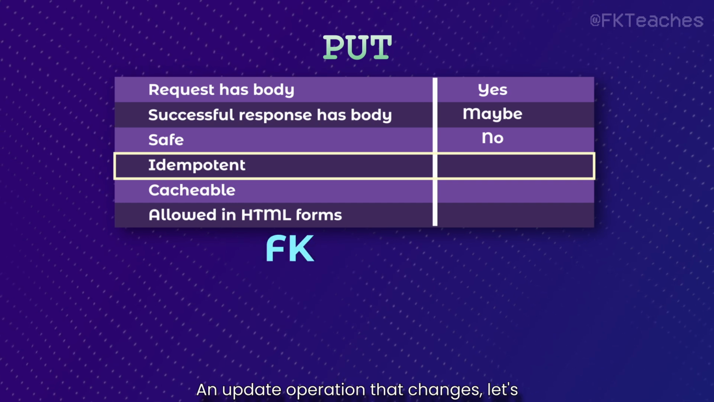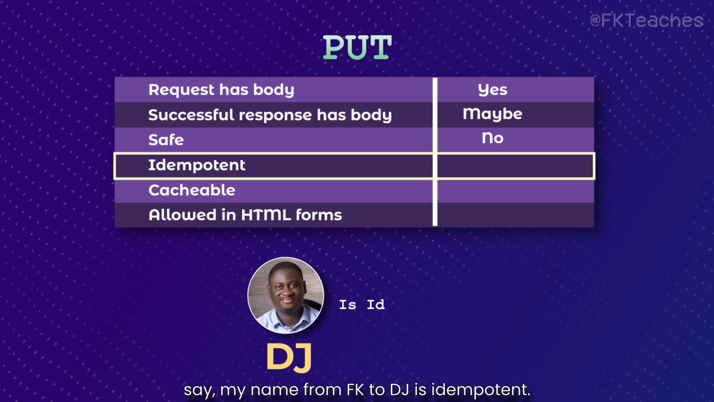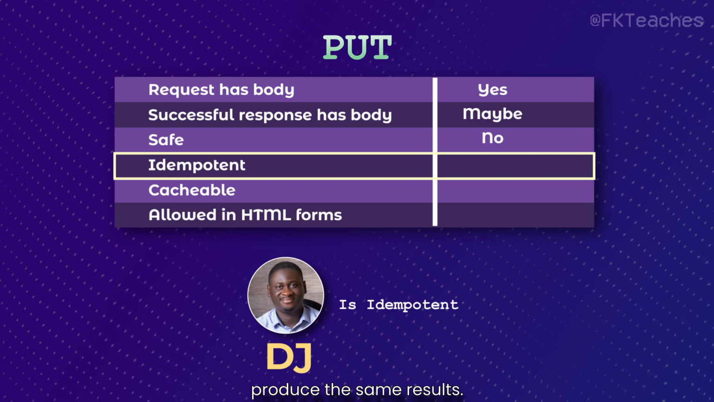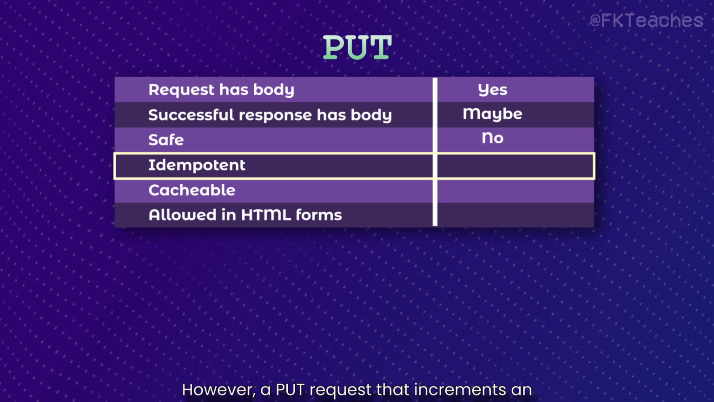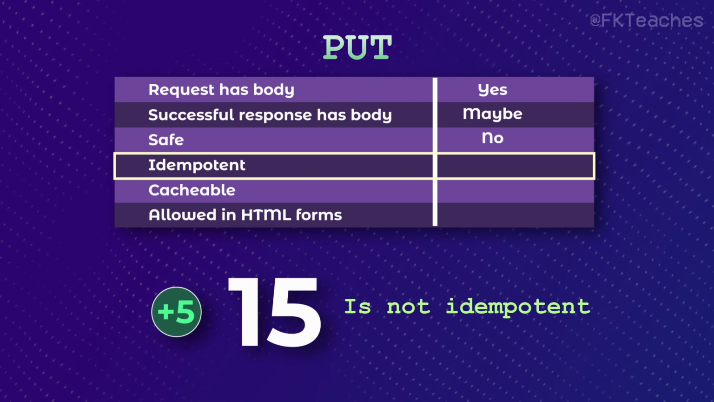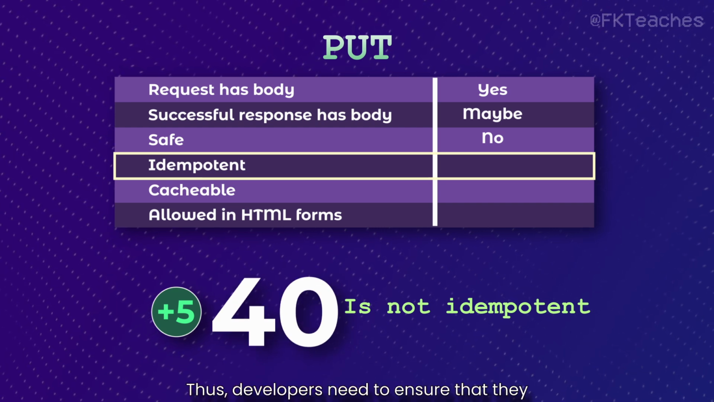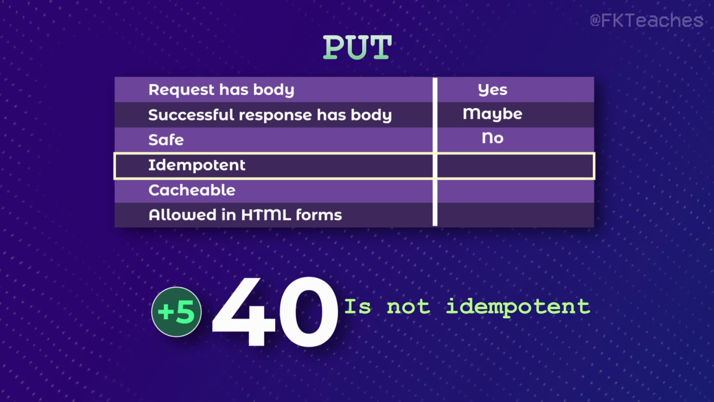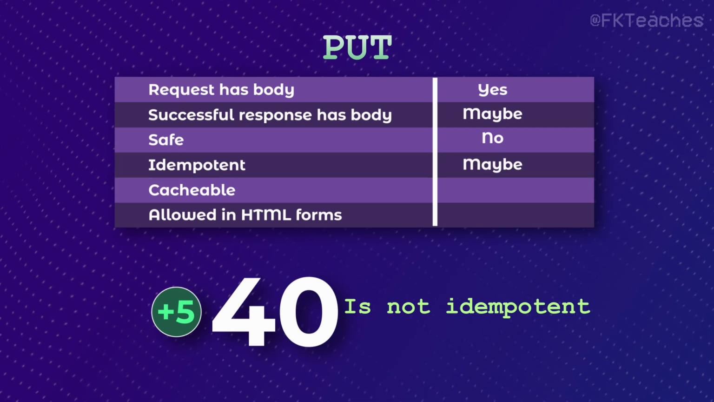An update operation that changes, let's say, my name from FK to DJ is idempotent. No matter how many times it runs, it will produce the same results. However, a PUT request that increments an existing value by, let's say, 5 is not idempotent. Anytime it runs, there is a new total. Thus, developers need to ensure that they develop their update request handlers to be idempotent. A PUT request is not idempotent by just saying it is.